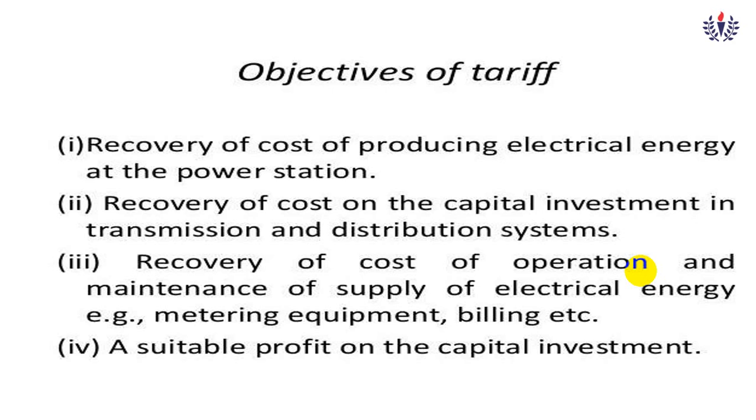Then the second one is recovery of cost on the capital investment. As I told already, there is capital investment for the generating station, capital investment for transmission and capital investment for distribution systems. These we might have studied in the single line diagrams. For all this we have to pay. And the third one is recovery of the cost of operation and maintenance of the supply of electrical energy. For example, metering equipment, billing equipment, and also we have the running cost.